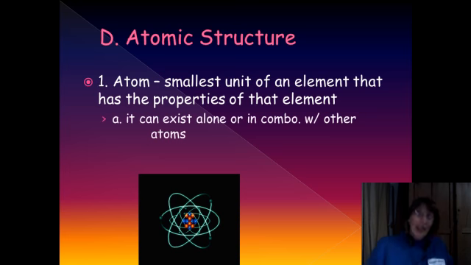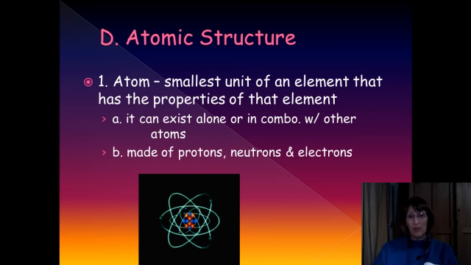Okay, that atom can exist alone, or it can be in combination with others. So we can have pure gold. It can exist alone, an individual atom, or you can have a group of gold atoms. Or you can take that gold atom and chemically combine it to something else. So it can exist alone, or in combination with other atoms.